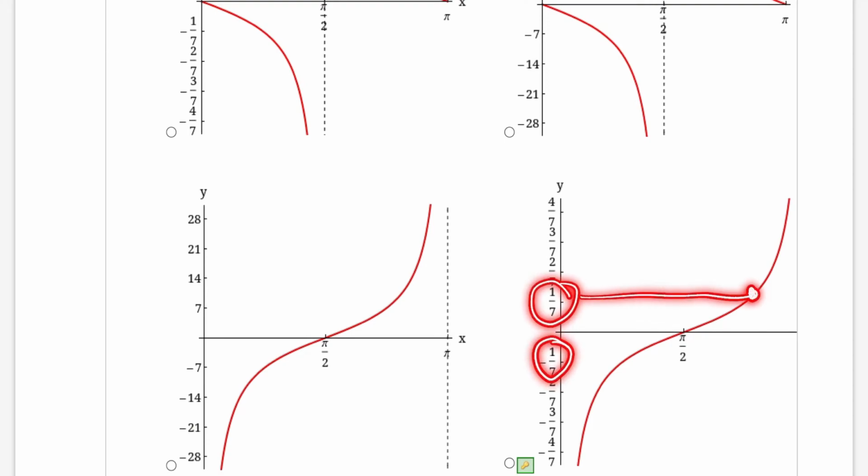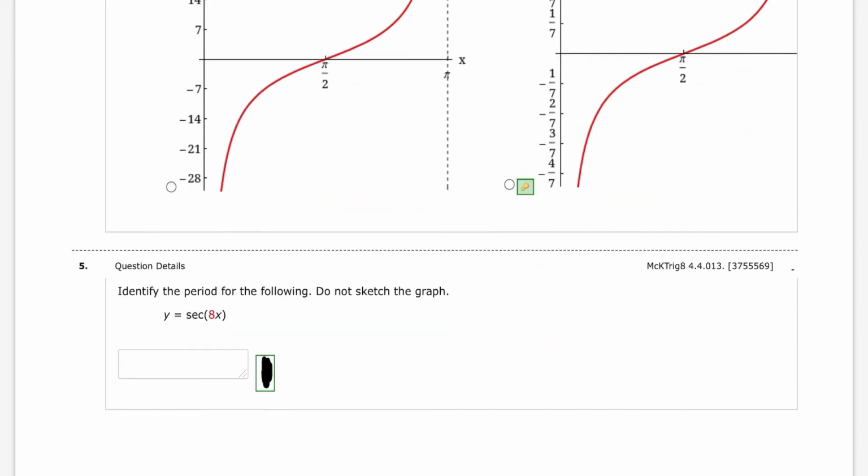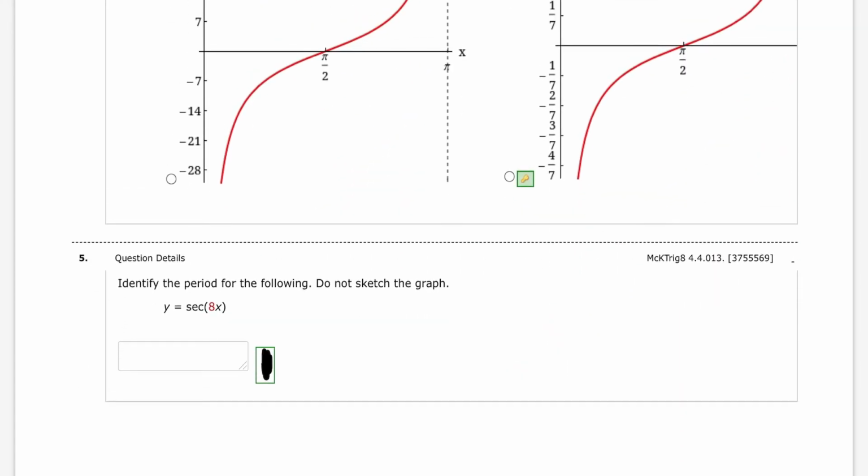All right. The period of secant is the same as the period of cosine, and the period of cosine is 2pi/b, which is 2pi/8, which is pi/4.